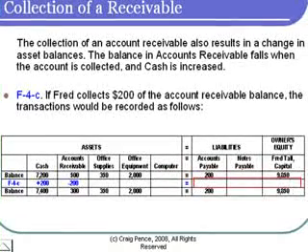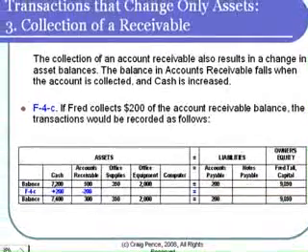Again, this transaction only affects asset accounts. None of the liability or owner equity accounts are changed.